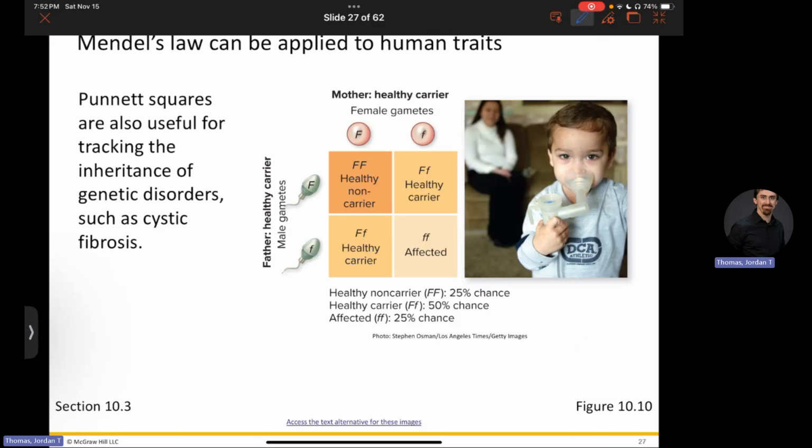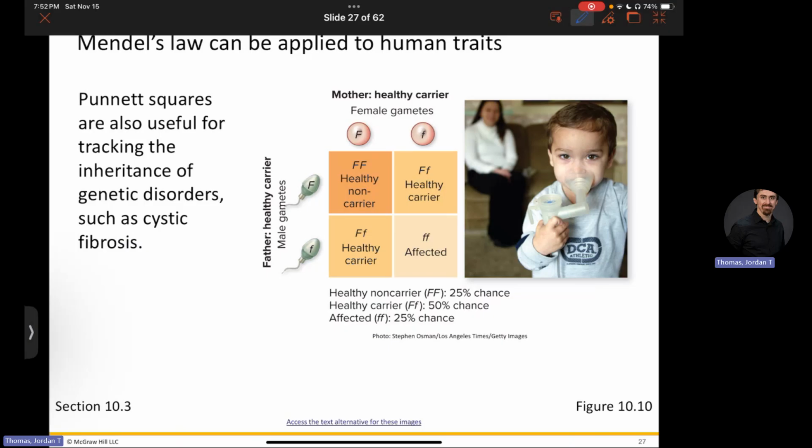Mendel's laws can be applied to human traits as well. Punnett squares are also useful for tracking inheritance of genetic disorders such as cystic fibrosis. So in this case, we're making the assumption that cystic fibrosis has a dominant allele and a recessive allele, with the recessive being the gene for the disease, for cystic fibrosis.